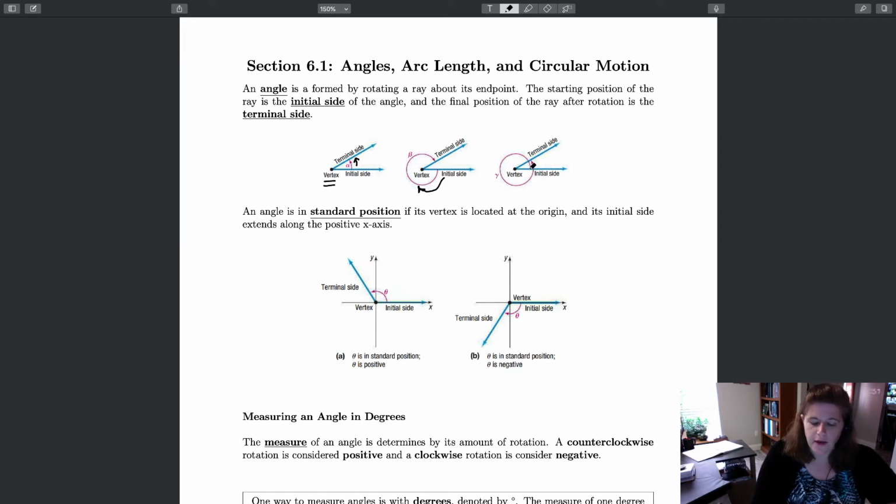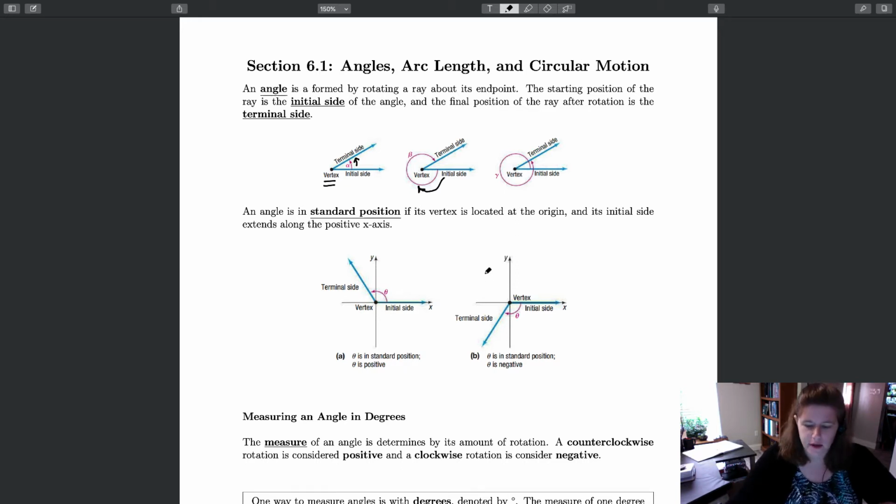You can also have an angle that rotates more than one full turn. So if you are talking about a rotation of more than 360 degrees, the angle itself can look the same, and this is called a coterminal angle with the first one. And we'll go through some more of those as we go along.